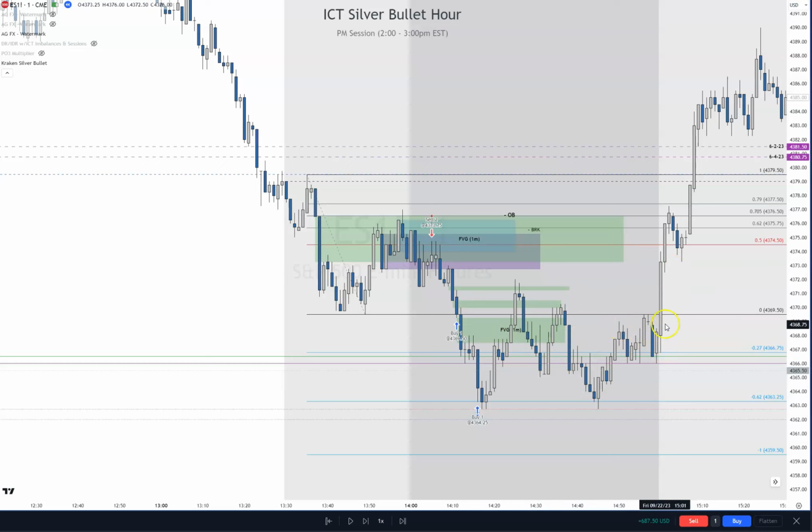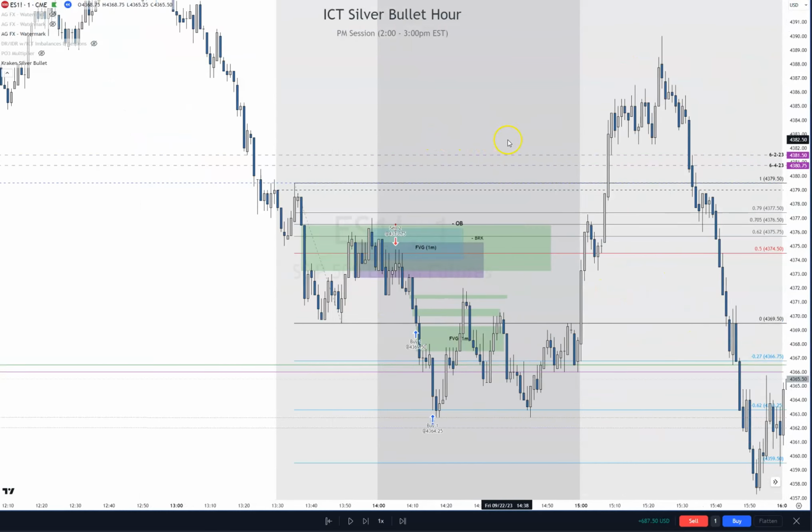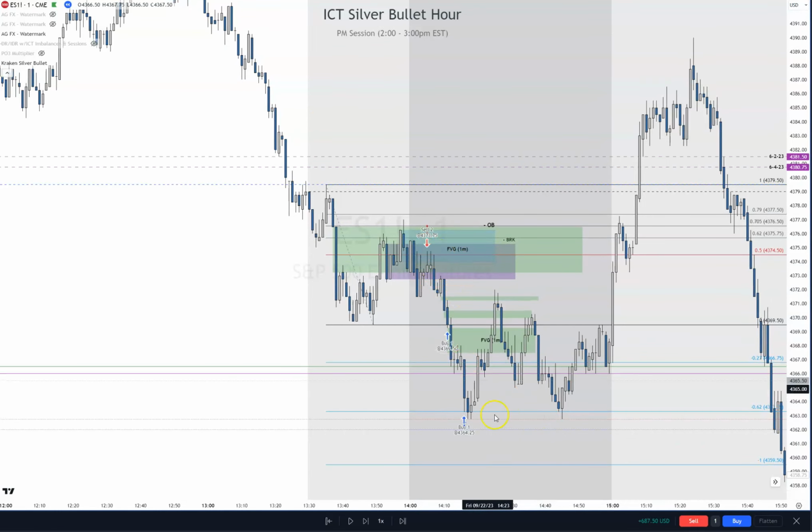And then price came up, and after the silver bullet hour came back up, came up to an order block up here, looks like, and then came back down and took out the lows in the power hour. But that's your silver bullet for the PM session on September 22nd using the Kraken Silver Bullet indicator.